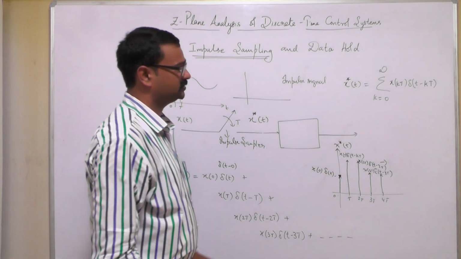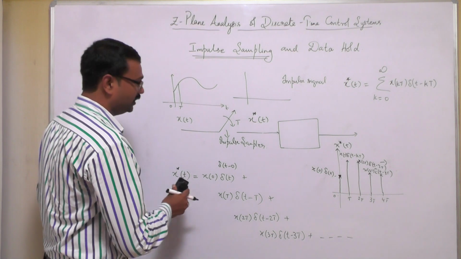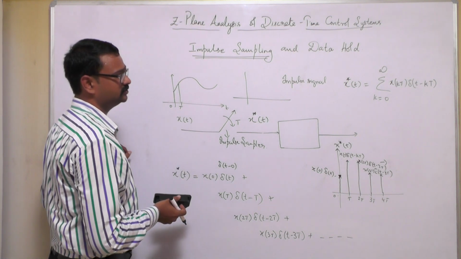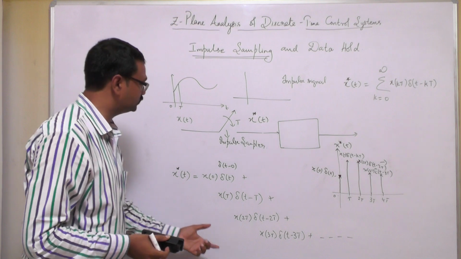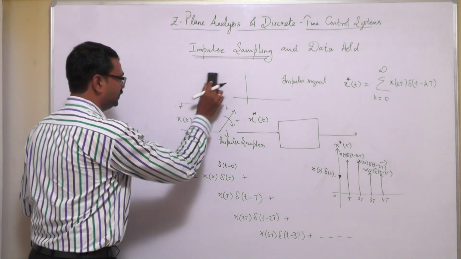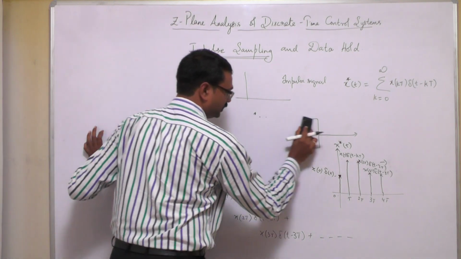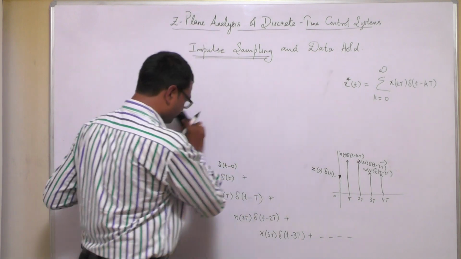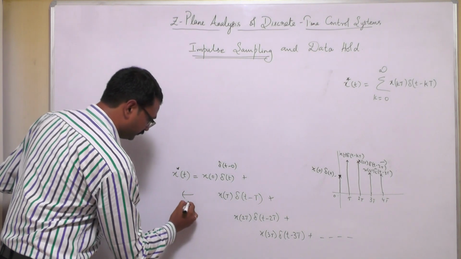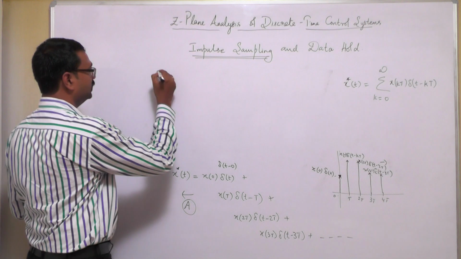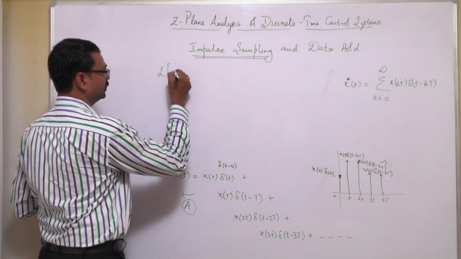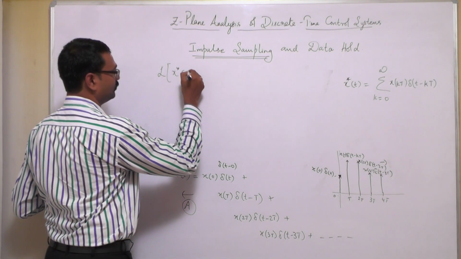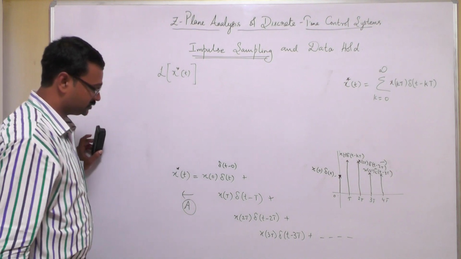So this is our x star of t. When you have x star of t equal to sigma k equals 0 to infinity, you go with these values. Now when I apply Laplace transformations to this signal, to this equation A, for example, what is the Laplace transform of x star of t?